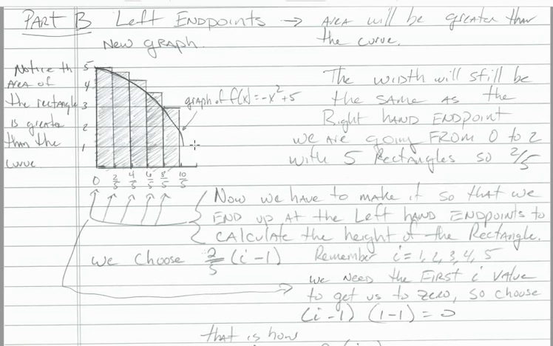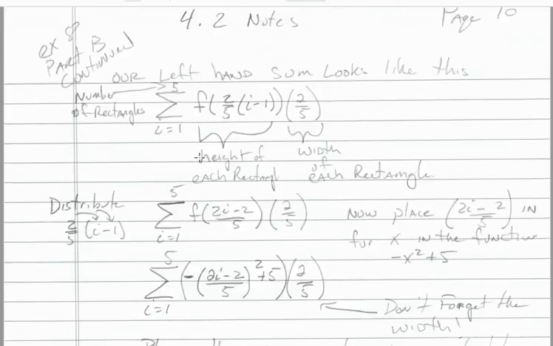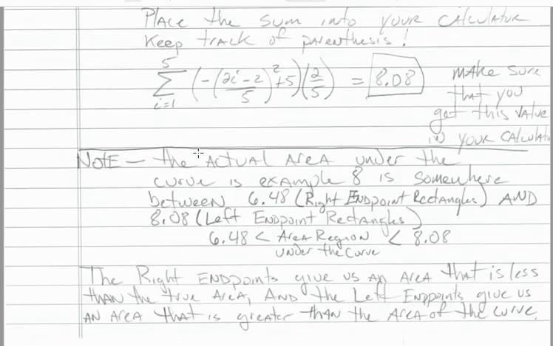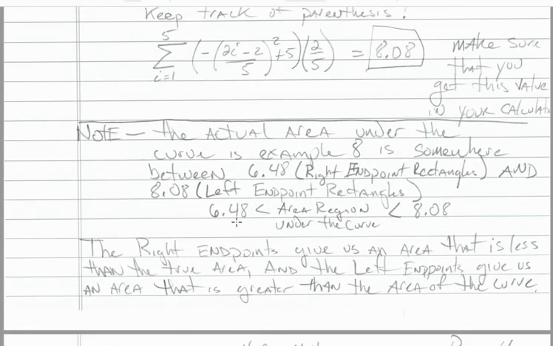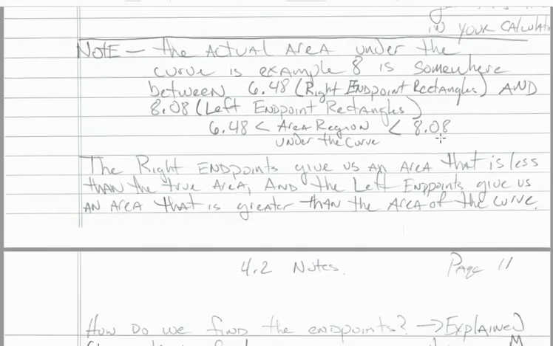Eventually we're going to learn a method that gives us the exact area under the curve, but this is one methodology where you can say the actual solution lies between the right-hand and left-hand points. If you notice this 6.48 and this 8.08, the 6.48 was the total area of the right-hand endpoints, and the 8.08 was the total area of the left-hand endpoints. So we know that the area of the region under the curve is somewhere between 6.48 and 8.08.